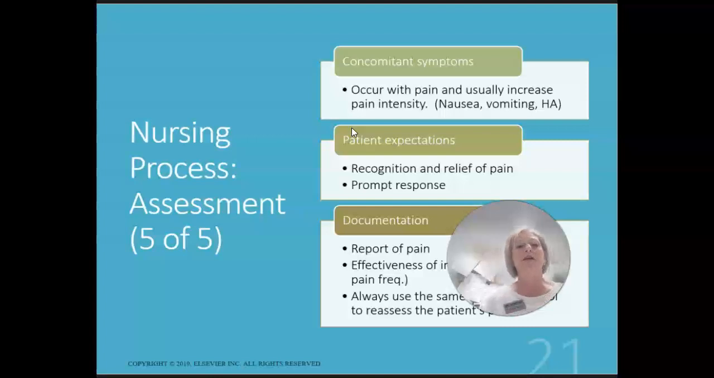They will have nausea. Those are concomitant symptoms that go with that, that we would need to treat also. And then what is our patient's expectation? What is their expectation of us to relieve their pain? So, do you have a patient whose pain is a 10? Do they expect their pain to be a 0? What is your patient's expectation of their pain? And then how quickly did we try to relieve their pain?